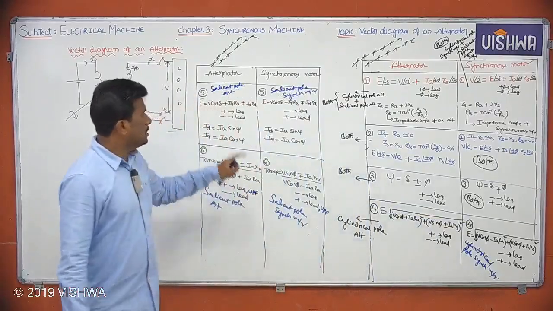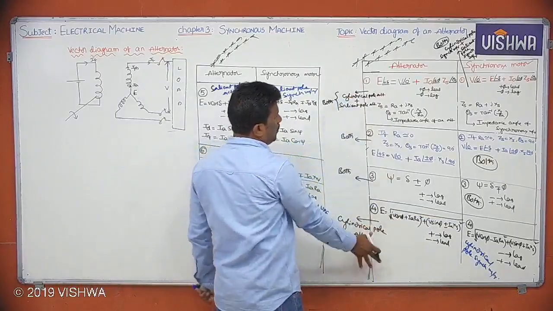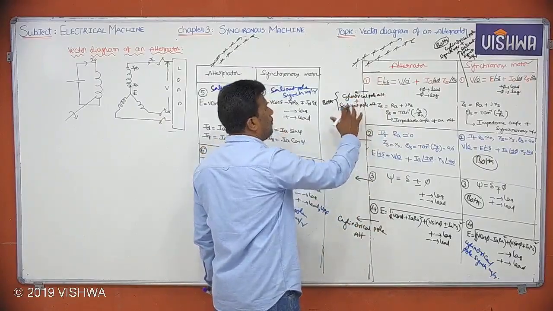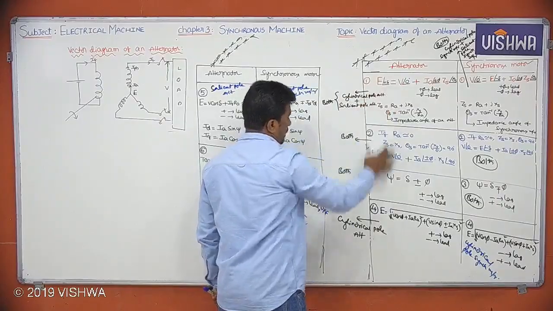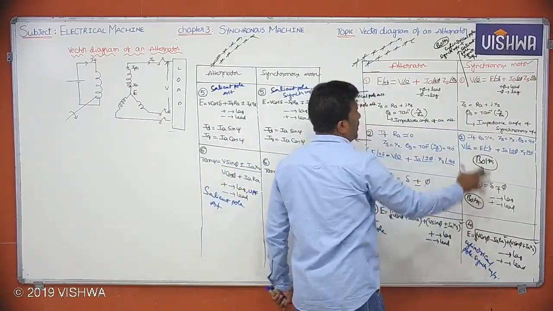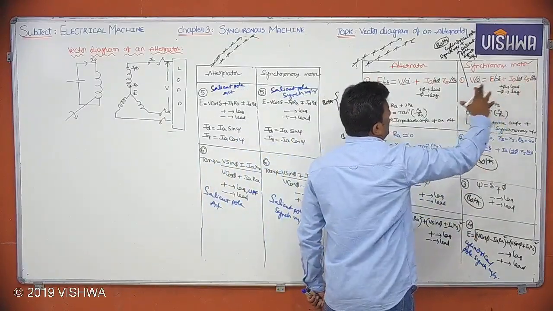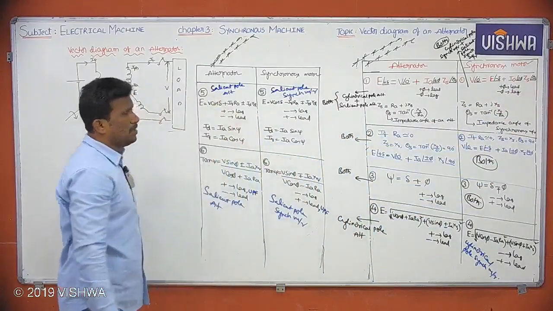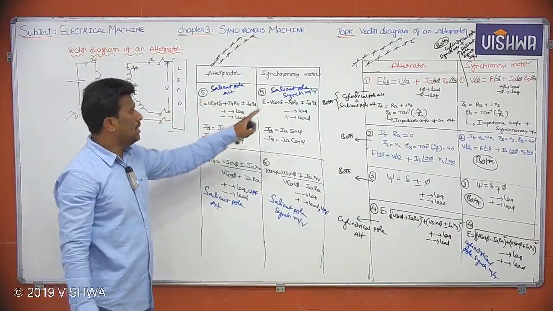And here, these four formulas are valid for both machines. From the alternator point of view, they are applicable for cylindrical pole alternator and salient pole alternator. These four formulas are applicable for cylindrical pole synchronous motor and salient pole synchronous motor, both. Whereas formula number 5 and 6 are applicable only for salient pole alternator, and salient pole synchronous motor.